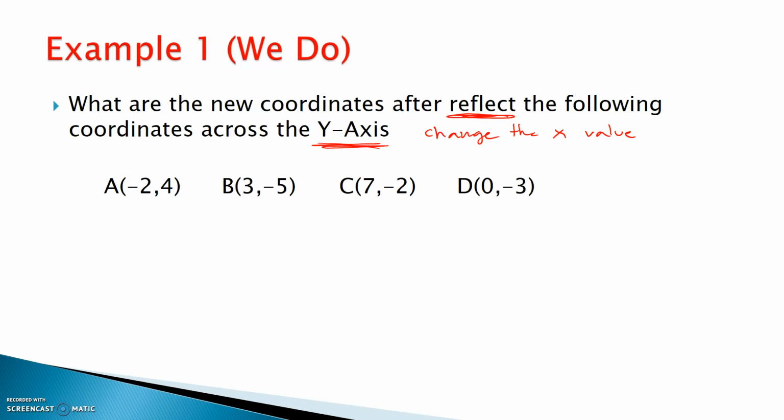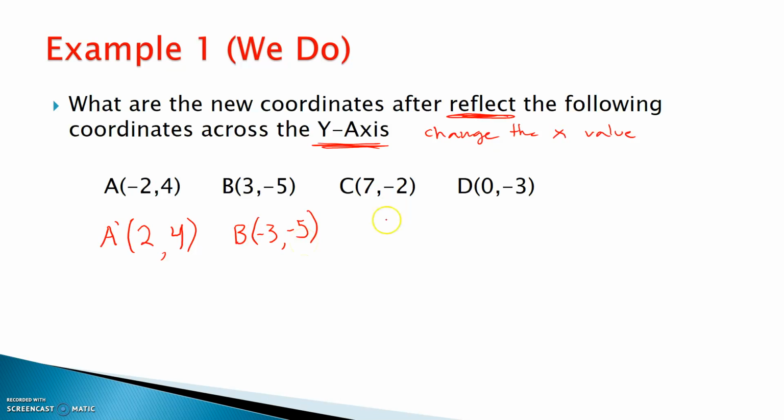So A is going to go from negative 2 comma 4. What's my A prime going to be? Again, I'm reflecting over the y. The y is going to stay the same, so this is still going to be 4. But it goes from a negative 2 now to a positive 2. What about for B? Again, if I'm reflecting over the y-axis, the y is going to stay the same, negative 5. But it's going to go from a positive 3 to a negative 3.